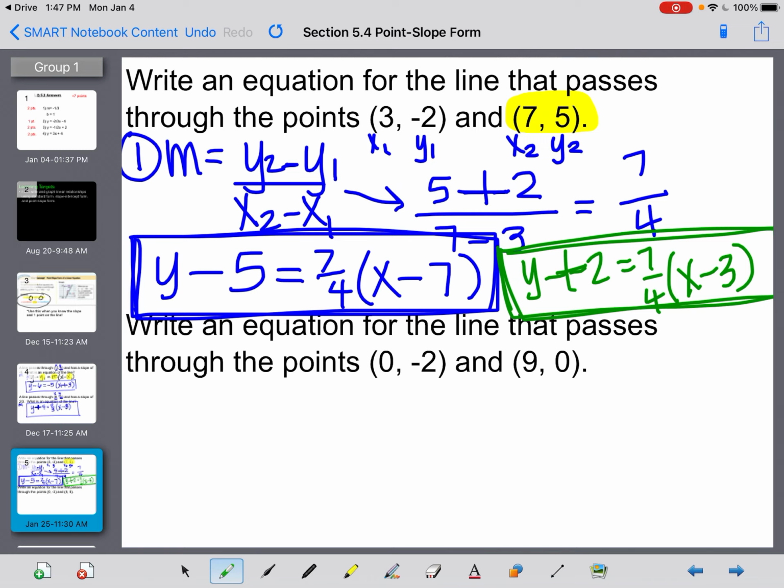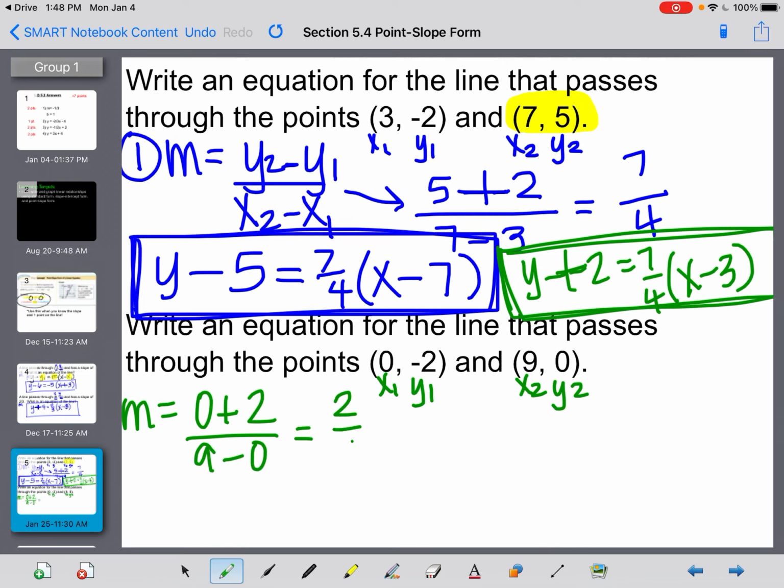Okay, on the second one, write an equation for the line that passes through (0, -2) and (9, 0). So here's x1, y1, x2, y2. Since the first thing I have to do is find my slope, I'm going to go y2 minus y1 divided by x2 minus x1. So my slope is 2/9. And then I'm going to choose this ordered pair.